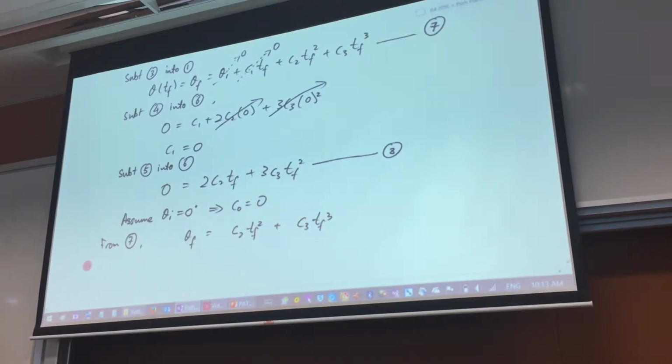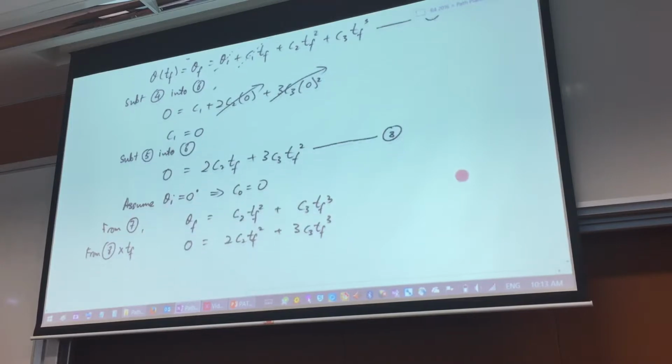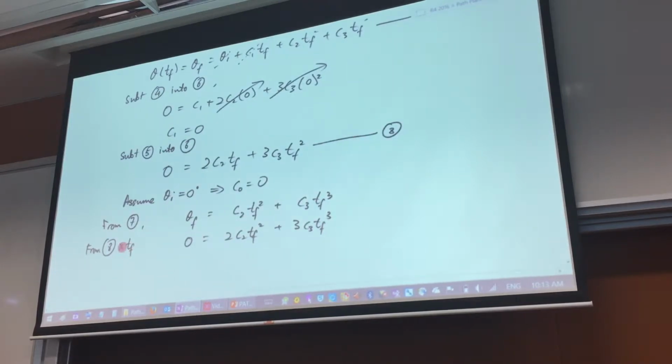And I'm going to take from equation 8. So I have my C0, C1 solved, C2 and C3 not solved. So I take equation 8 and multiply it by TF. Yeah? Multiply equation 8 by TF. So I have a 0 over here. I have this as 2C2 TF squared plus 3C3 TF cubed because I multiplied it by TF.